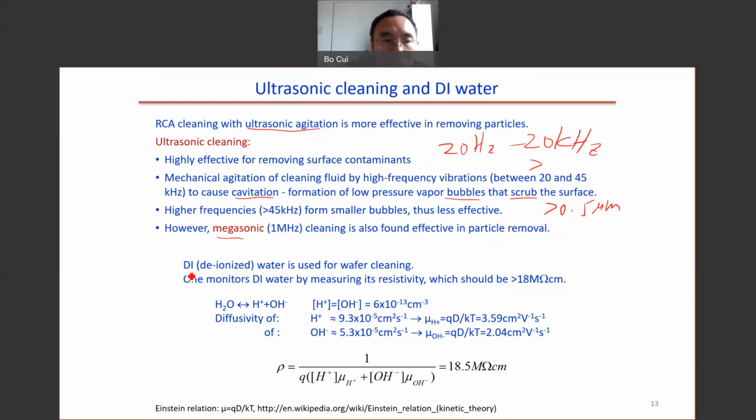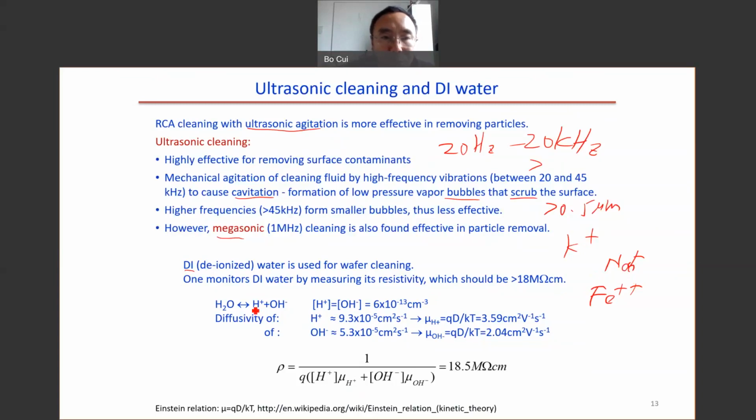We also use DI water. DI means deionized water. That means there are no ions in the water. There may still be some organic contaminants in the water, but no ions. Those ions are really bad for the device. So we need to get rid of this sodium and those ions.